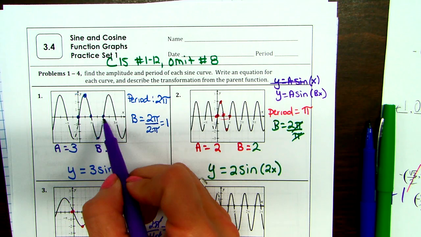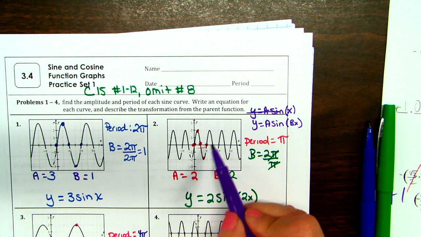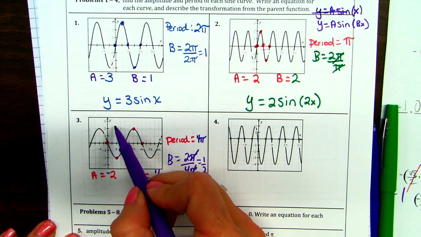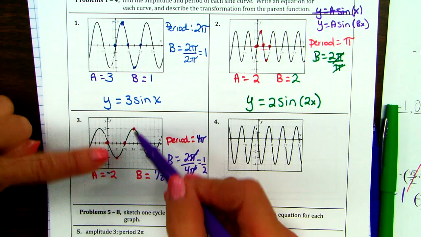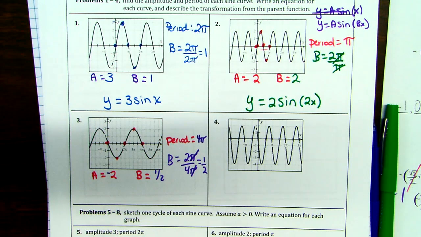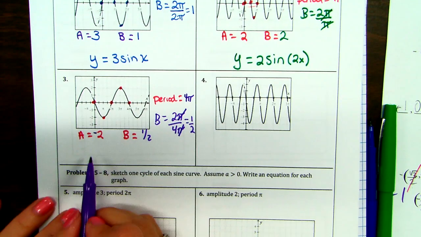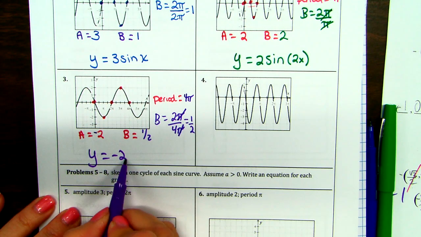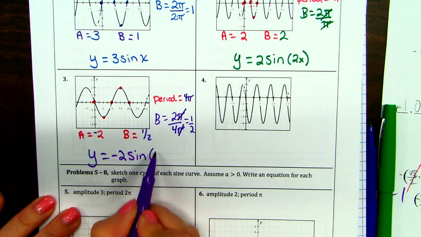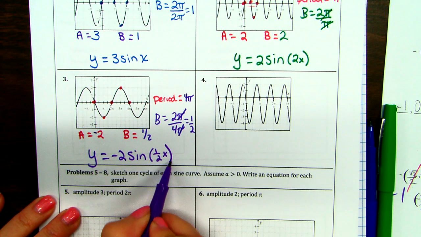Middle, up, middle, down, middle. Wait, what happened? Our mins and maxes switched places. Middle, down is a flip. So y equals negative 2 sine of 1 half x.